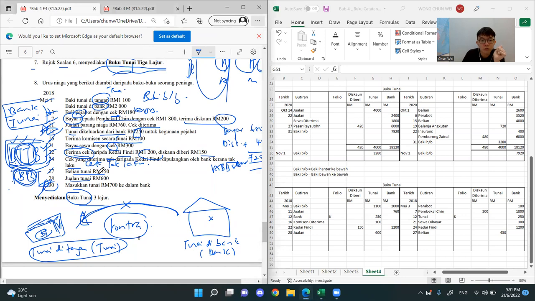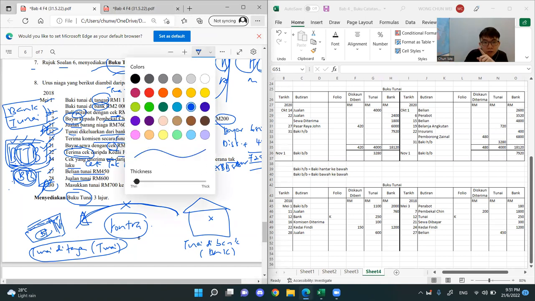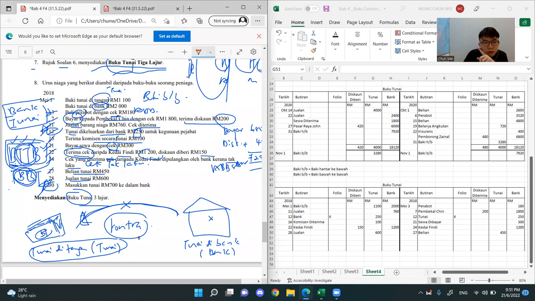So now for 30th ialah masukkan tunai ke dalam bank. Tadi ialah keluarkan tunai daripada bank. So now the movement will be dari masukkan tunai ke dalam bank. So here, back to this diagram. Now is the money, the tunai, into bank.